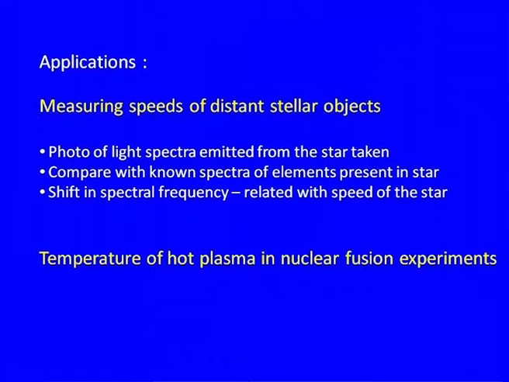Another application, actually a very interesting application of this, would be to measure the temperature of hot plasma in nuclear fusion experiments, or the temperature of very hot gases. The principle is almost similar to what I have outlined earlier. They take the spectra of things moving at such high speed, so they are emitting radiation, and this radiation is analyzed. If it's a known gas, then from the known spectra you can find out what's the shift in the spectral frequency.